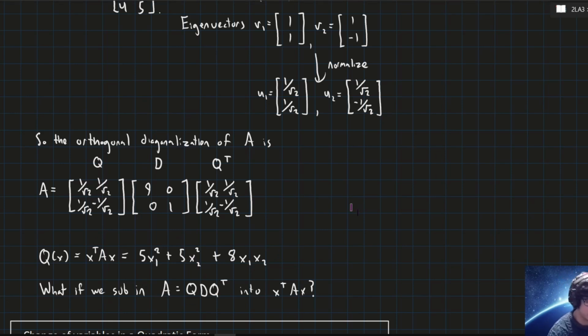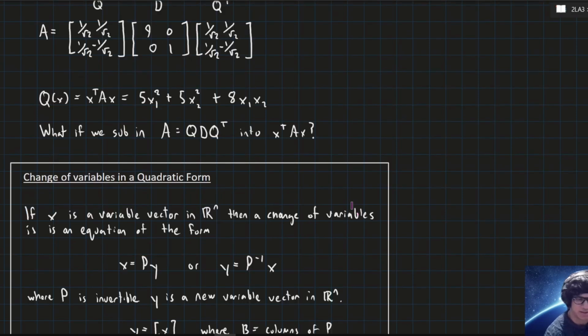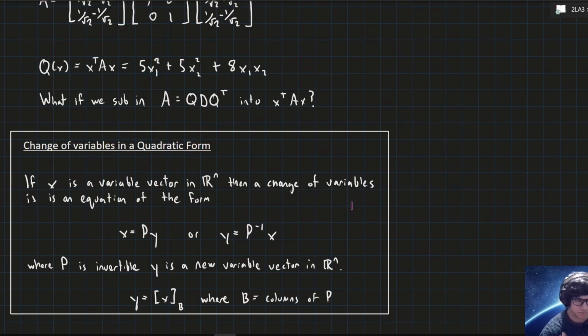Okay, so that's the question. Before we get into that question, we'll talk about change of variables. If x is a variable vector, as it is up here, then a change of variables is an equation of the form x equals Py, or y equals P inverse x, where P is invertible and y is our new variable vector in Rn.